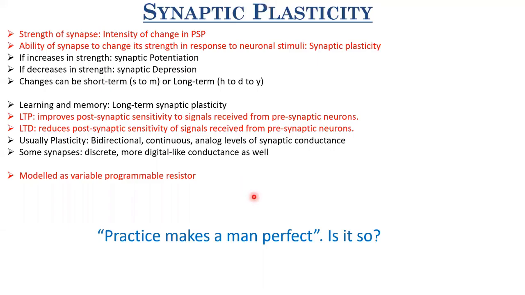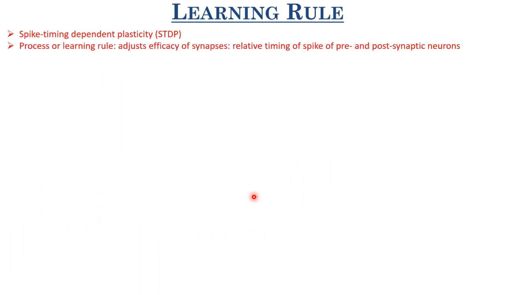Now let us talk about the learning rule, which enables this synaptic plasticity, or the learning rule which helps you decide what is the exact value of the conductance or the strength of the synapse, which is perfect for this kind of application. One of those learning rules, which is also the simplest kind, is called spike timing dependent plasticity, or the STDP rule. It is the process or the learning rule which adjusts the efficiency or the strength of the synapses based on the relative timing of the spiking of the pre and post synaptic neurons.